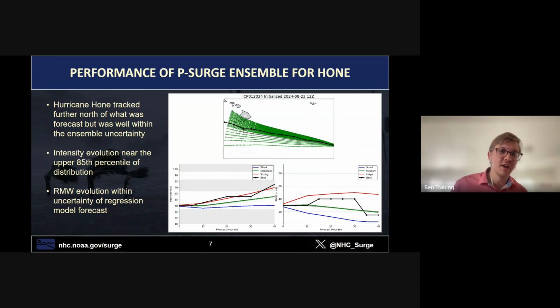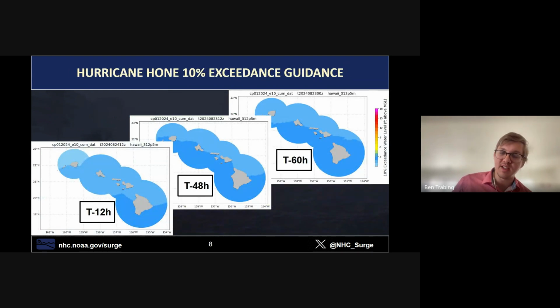But if we go to the next slide, we can see how well the 10% exceedance probability looked. This is at different lead times: 60 hours prior to the closest approach, 48 hours, and then 12 hours. These are the 10% exceedance water levels in terms of feet above mean sea level. Overall, what we see is that all of these plots are blue. We never saw any probabilities exceeding that 3 feet threshold. They were also pretty consistent with time. There wasn't a whole lot of cycle-to-cycle variability, and overall these were pretty stable. So we're really happy with this.